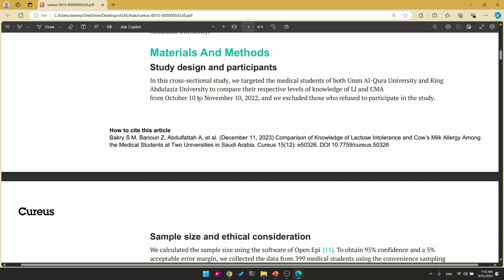That's our next topic. In the next videos, we are going to touch on research types. It targeted medical students. We have medical students in our university. They did 2 universities to compare their respective levels of knowledge about lactose intolerance and cow's milk allergy. And this is the period of study. It was 1 month. It was really fast because they distributed electronic surveys.